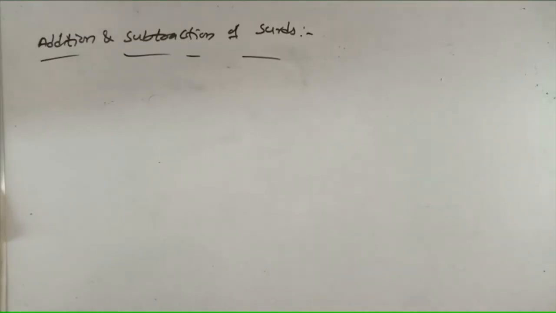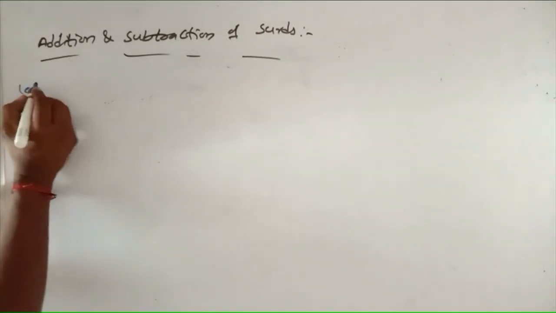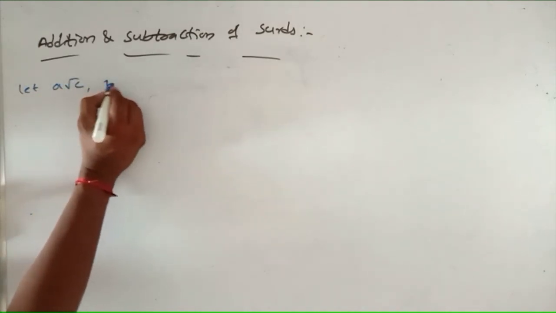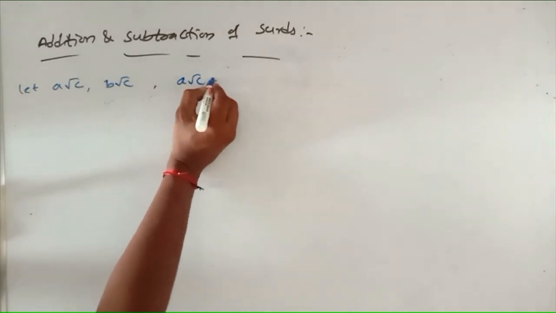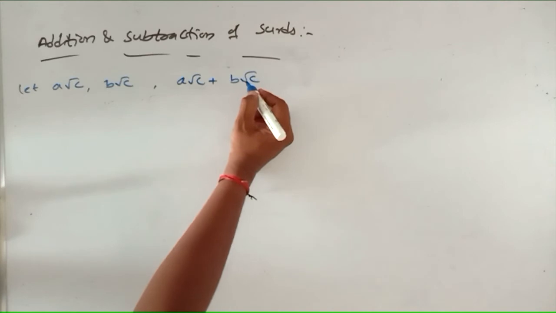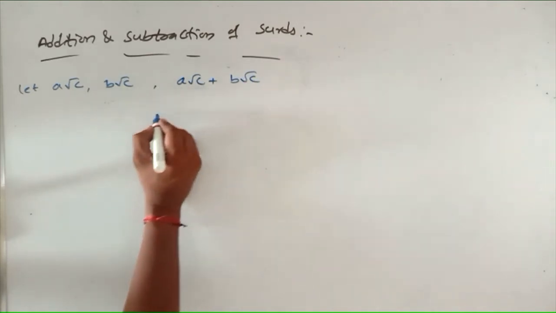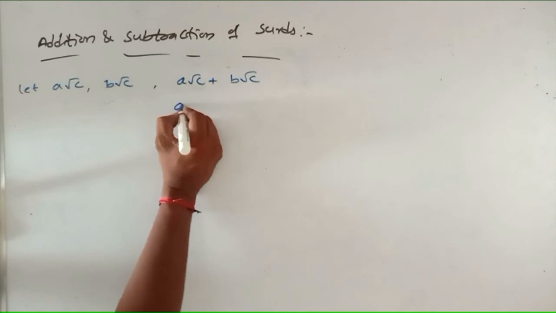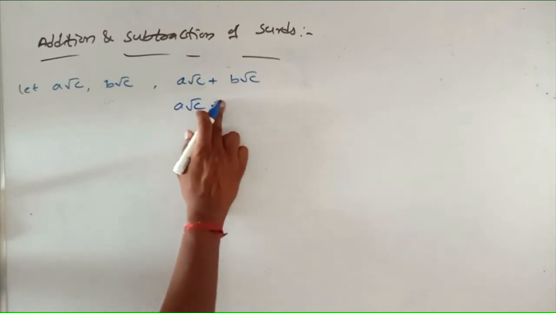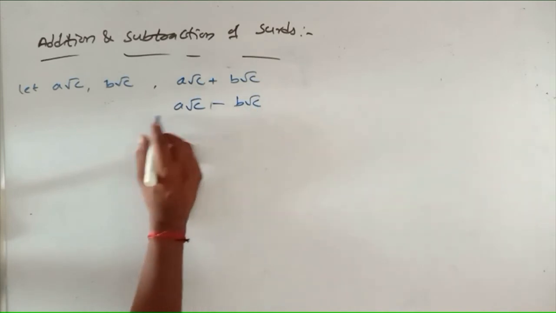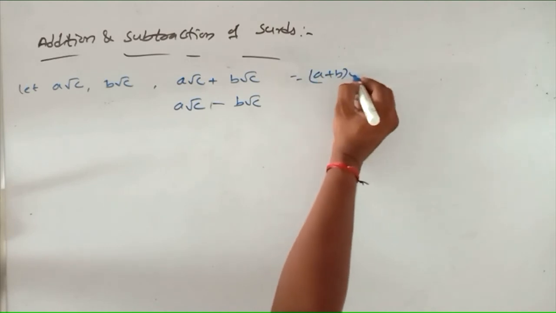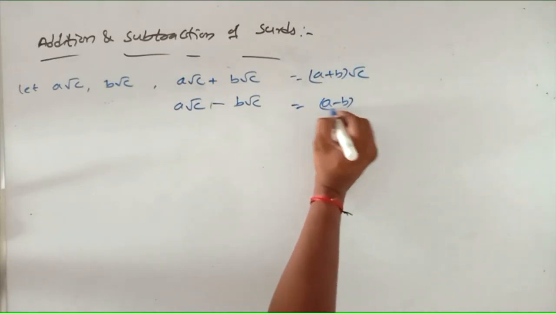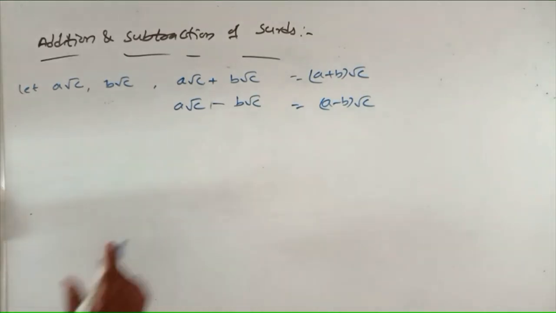Children, the next one is addition and subtraction of the surds. So here I am taking two examples. Let a root c, comma, b root c be two surds, then a root c plus b root c is the sum, and in the same way the difference is a root c minus b root c. That means I am taking root c common, so that is a plus b of root c, and here a minus b of root c. In this way we will do the addition and subtraction.